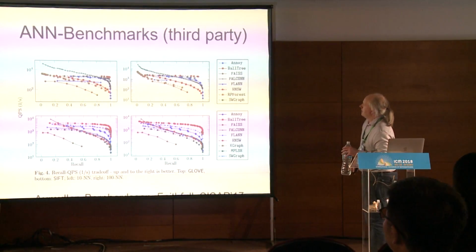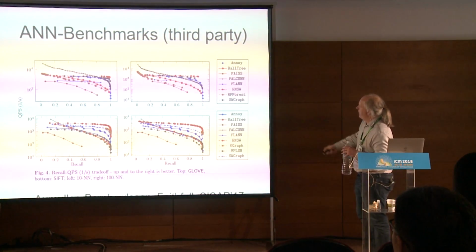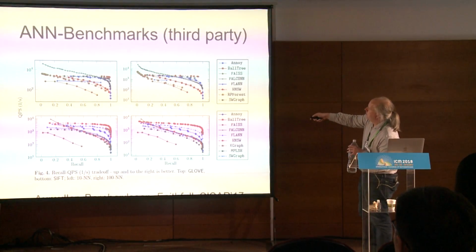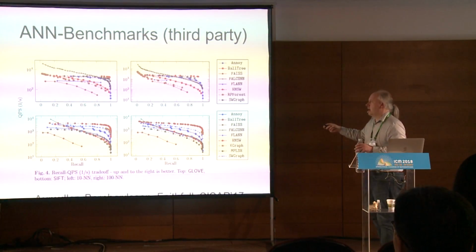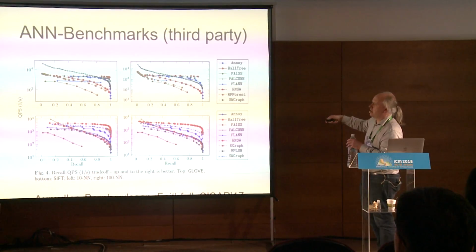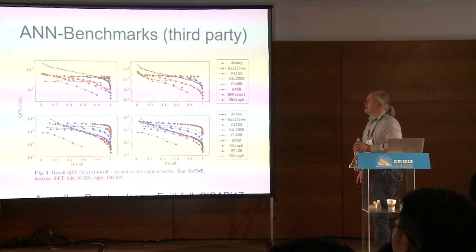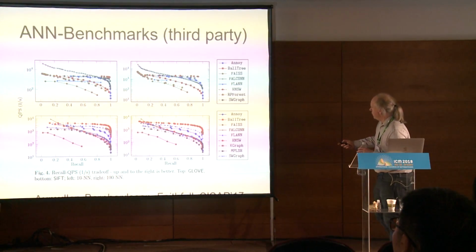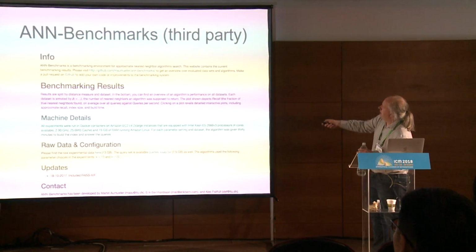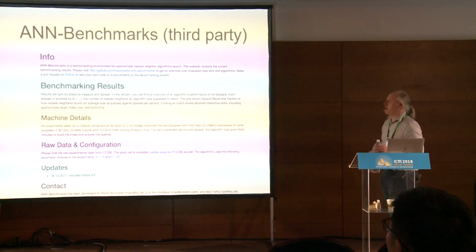Now, to be fair, this analysis was done, I believe, on a single core. Once you get implementation details, this curve changes. There's a website where you can look that up. That's correct. If you look at the ANN benchmarks, you can find it there.